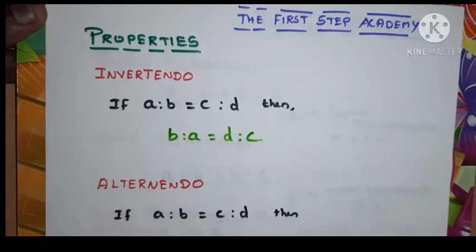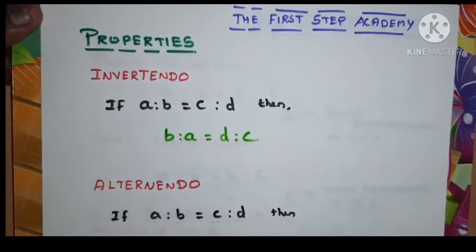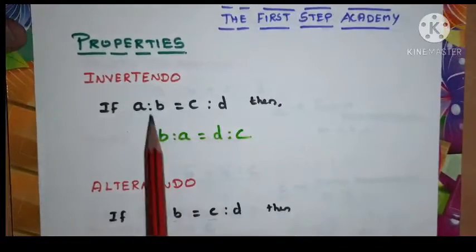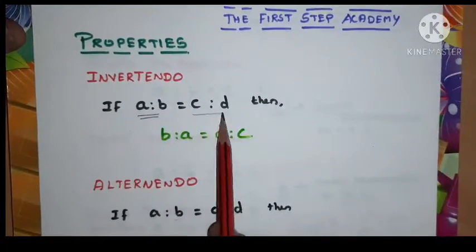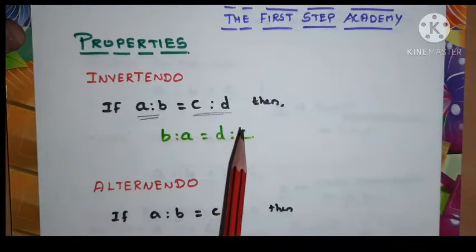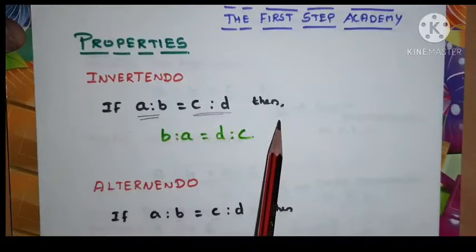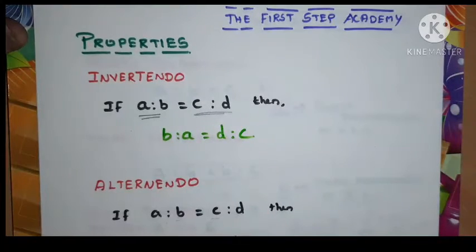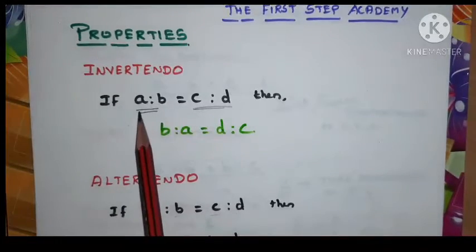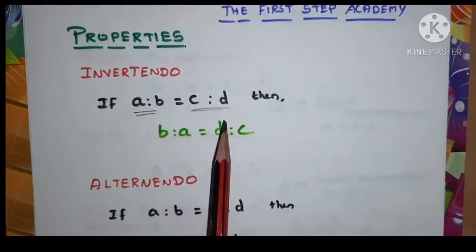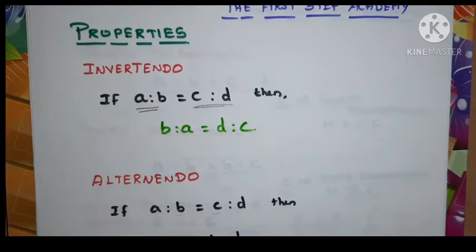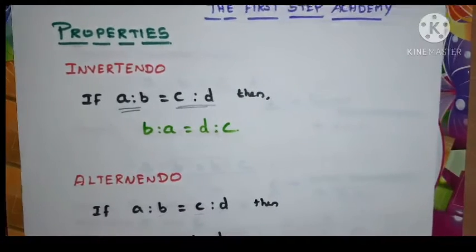First one is invertendo. Invertendo, it's a simple thing. If we have two ratios, A is to B and C is to D, and if these two ratios are in proportion, then its inverse will also be in proportion. That's what this property says. How? We'll work it out now.